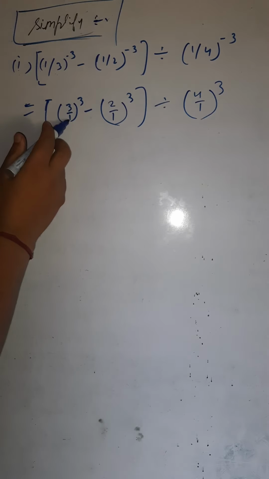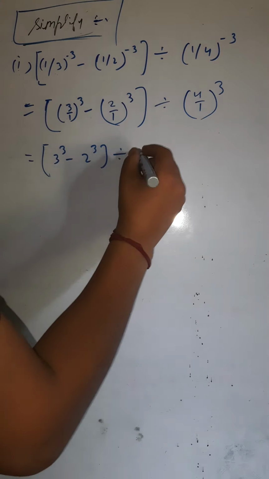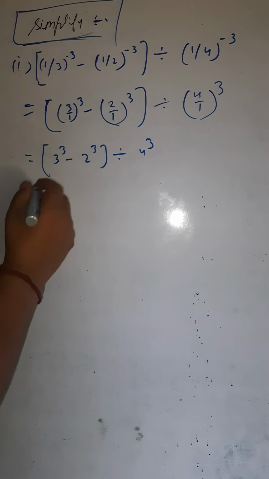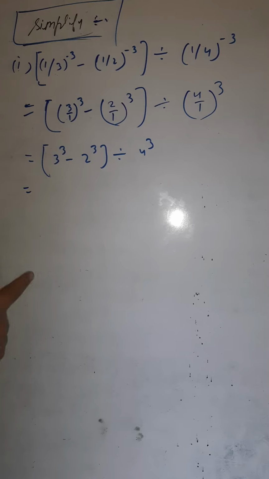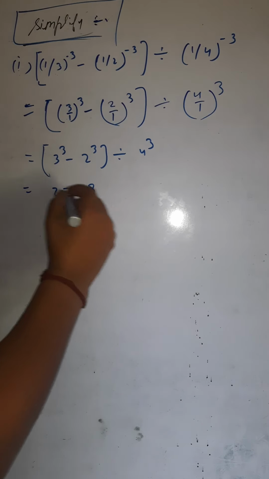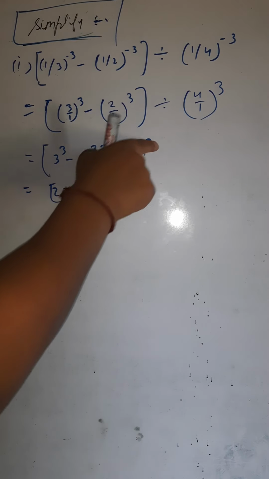Just see, 3/1 means 3. So it is 3^3 minus 2^3, to be divided by 4^3, because 4/1 means 4. So 3 raised to the power 3 is how much? 3 times 3 is 9, 9 times 3 is 27. 2 times 2 is 4, 4 times 2 is 8. So it would be 27 minus 8, divided by 4 raised to the power 3.